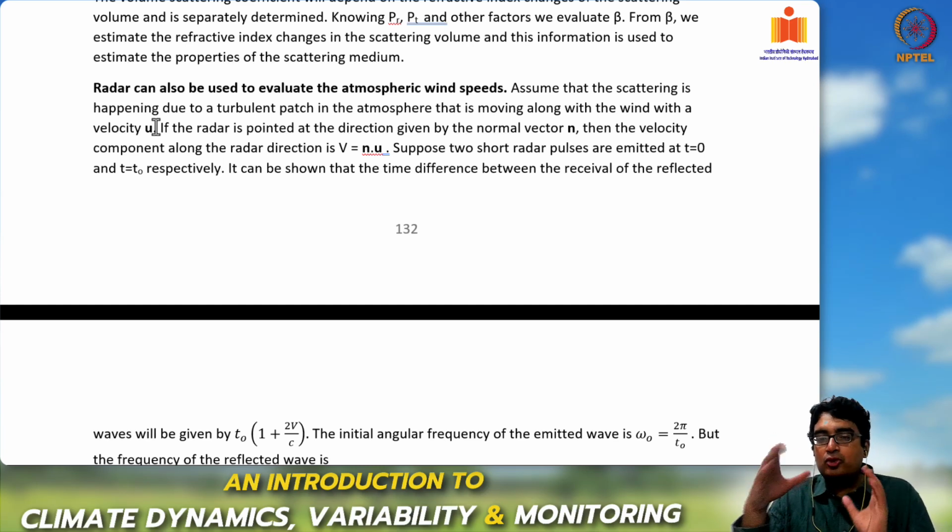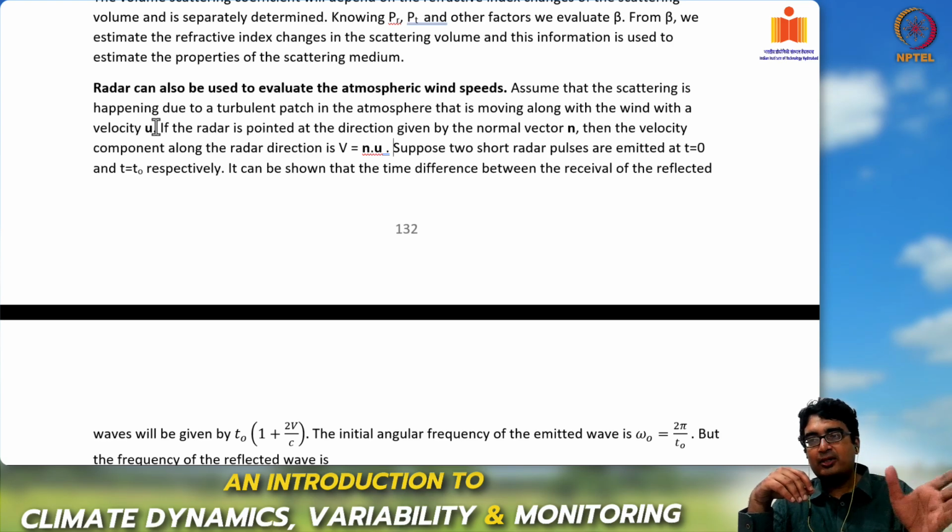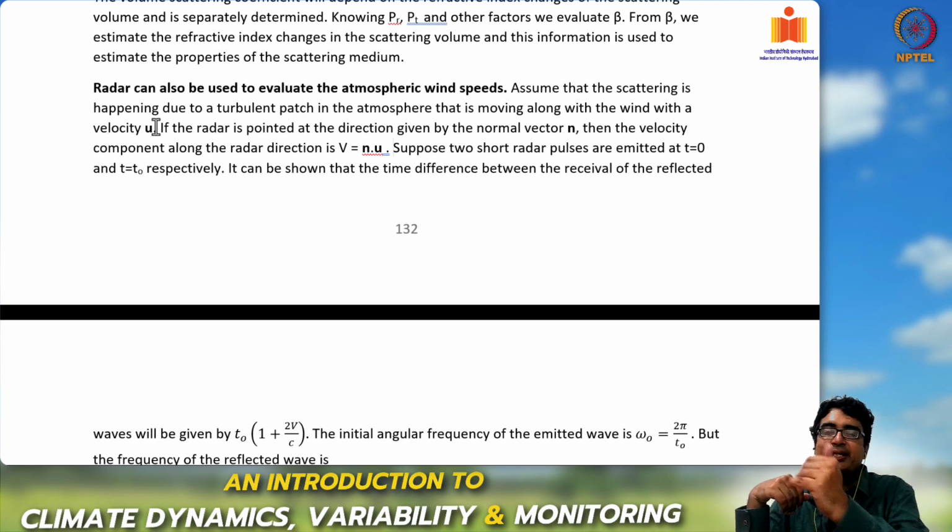Suppose we emit two short radar pulses at t equal to 0 and t equal to t0. So we are emitting two successive radar pulses, once at 0 seconds and one say at 1 second. So t0 is 1 second, for example. So we are periodically emitting the radar after say t0 second intervals.